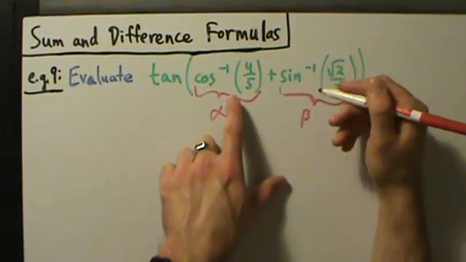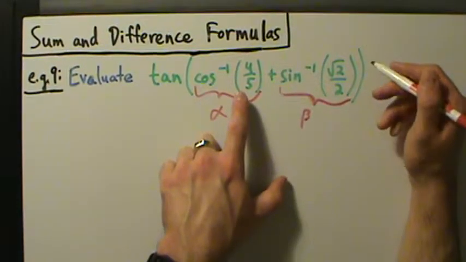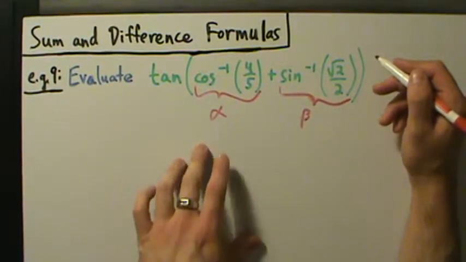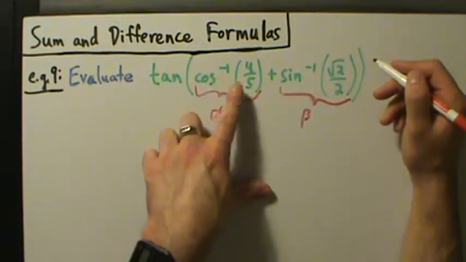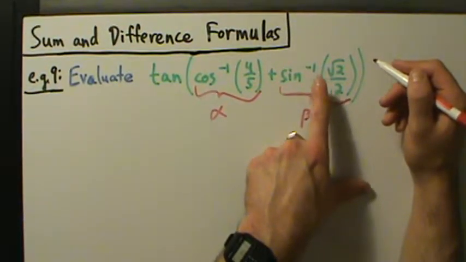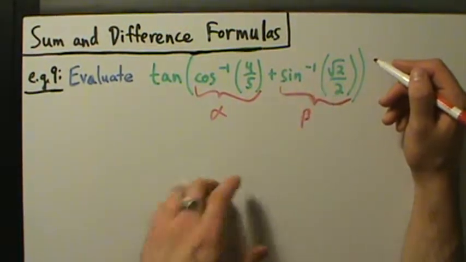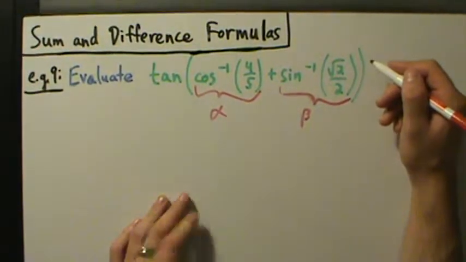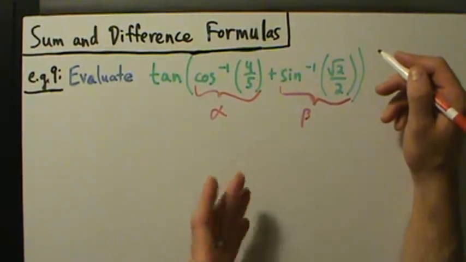So inverse cosine of 4 over 5. 4 over 5 is not really a nice number that is related to anything on the unit circle, so we can't evaluate this directly. But if we look over here, inverse sine of root 2 over 2, that actually is something we can evaluate using the unit circle. So it's just a matter of remembering inverse trig functions, how they work, and remembering the unit circle.